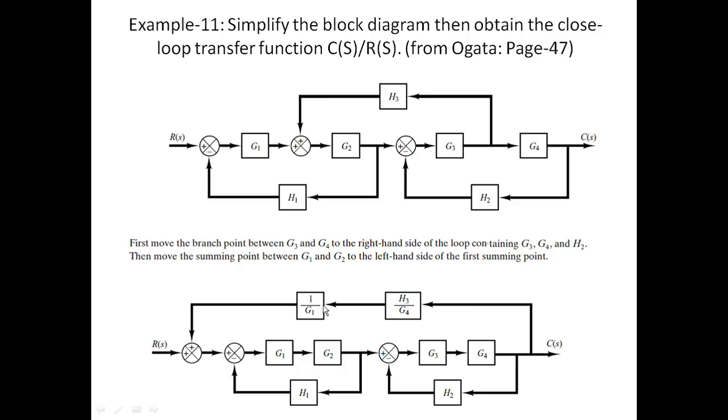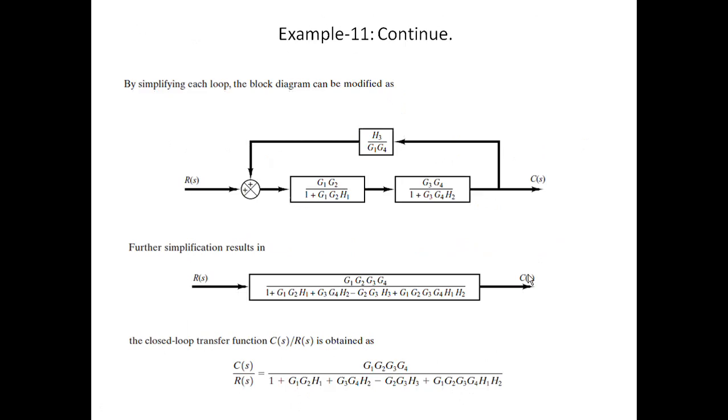So like this. After doing these two simplifications, we can easily recognize this is a negative feedback loop, this is a negative feedback loop, and these two are cascaded, and one more positive feedback loop is there. So simplifying three feedback loops, we get C of S upon R of S. So this is the final answer. After simplifying three feedback loops, we get the answer.